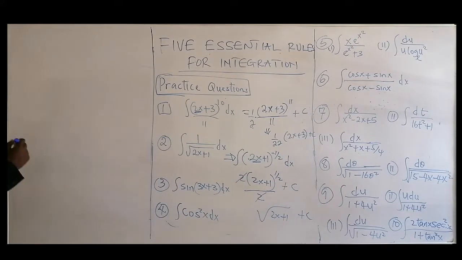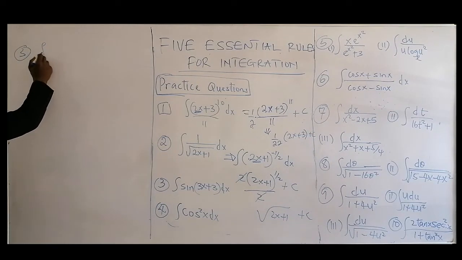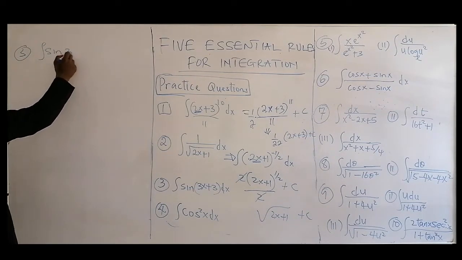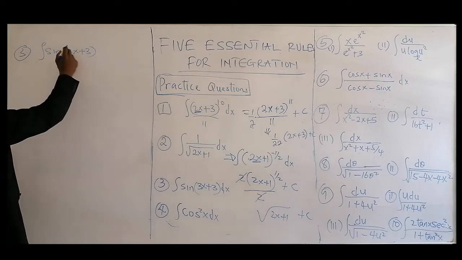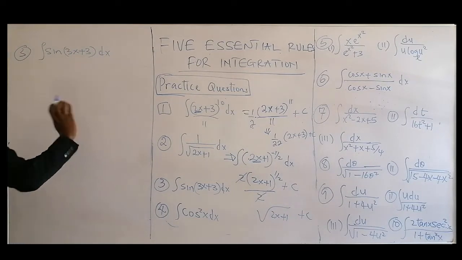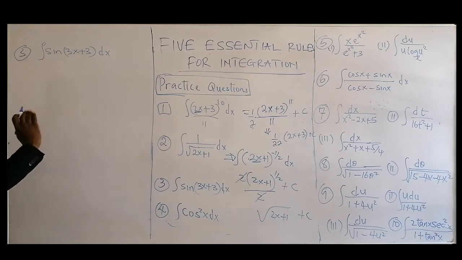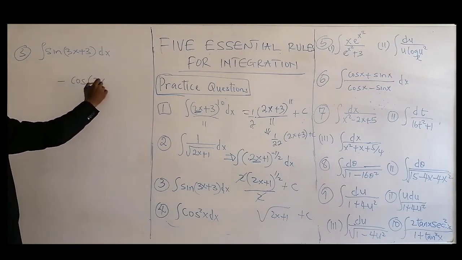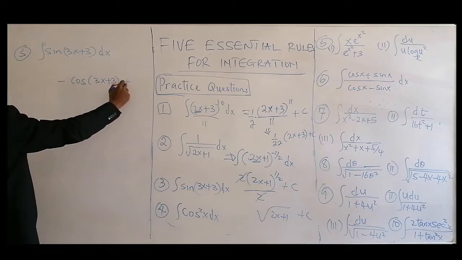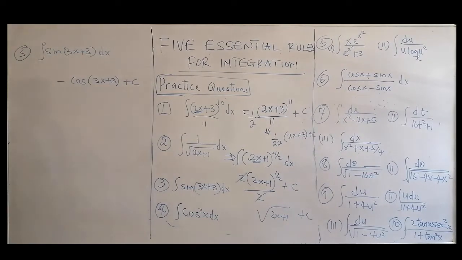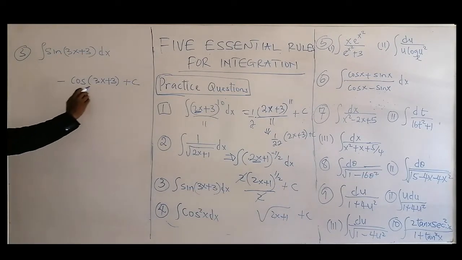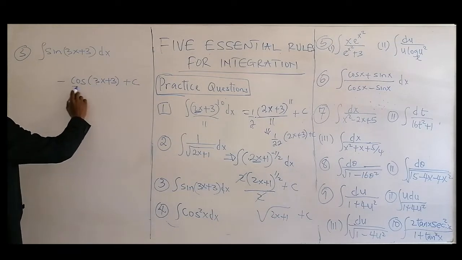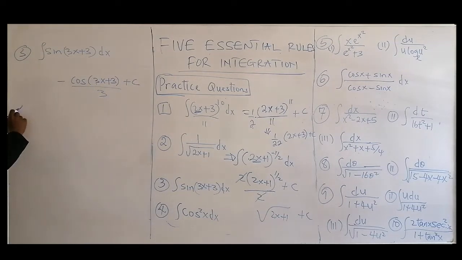And that will take us to question 3. Question 3 is the integral of sine of 3x plus 3, dx. This is very straightforward. Integral of sine is what? Minus cos of the function. Okay, then plus c. Then check the variable. Any attachment to that? That is 3 there. Okay, so divide by 3. Let's finish that question.